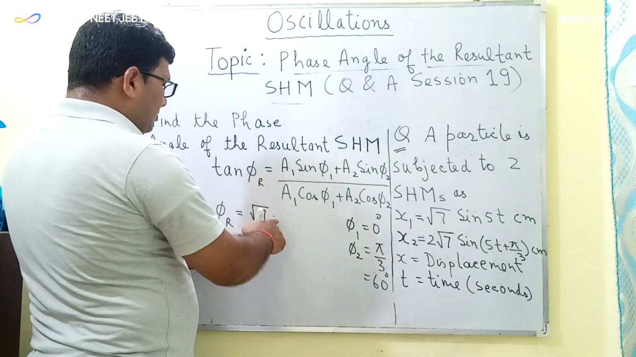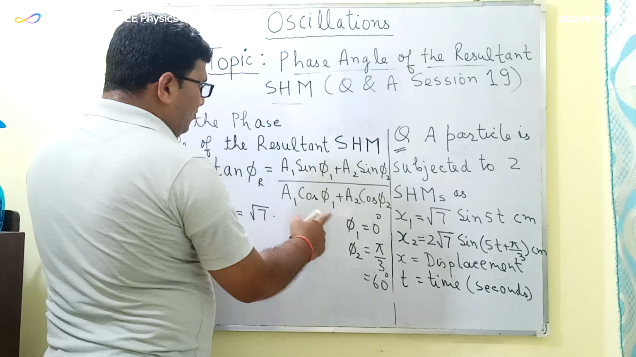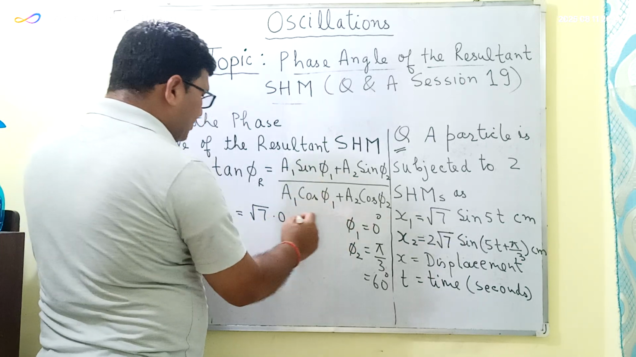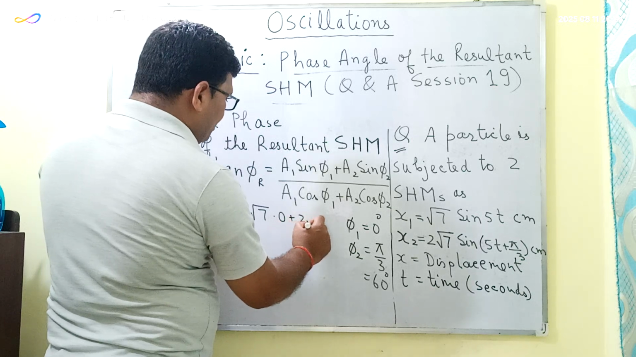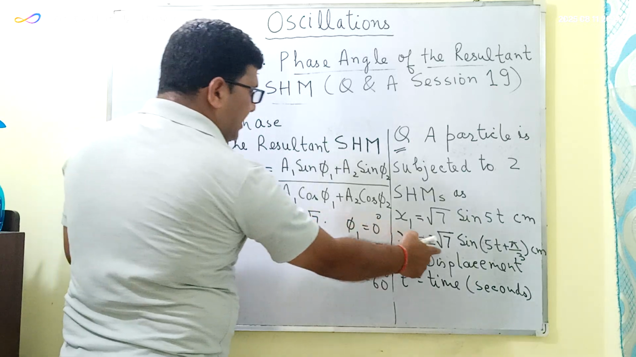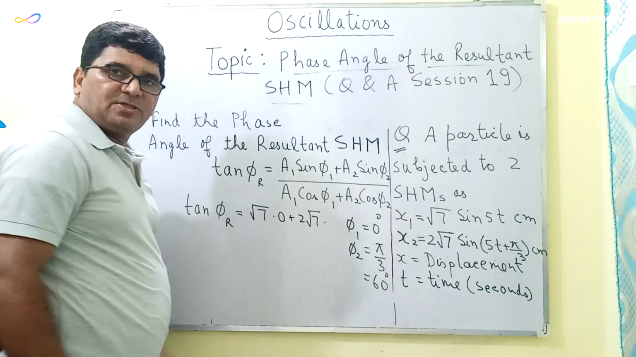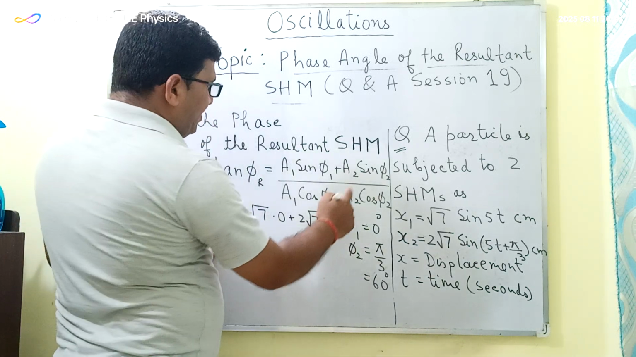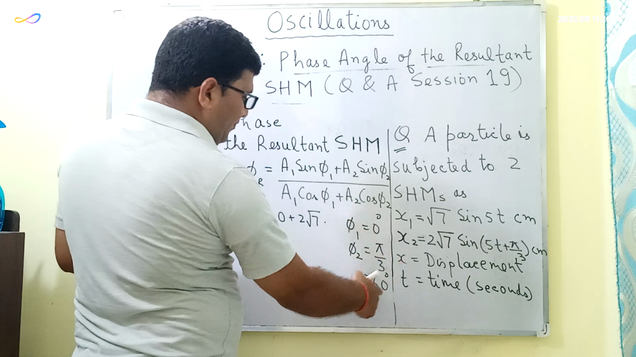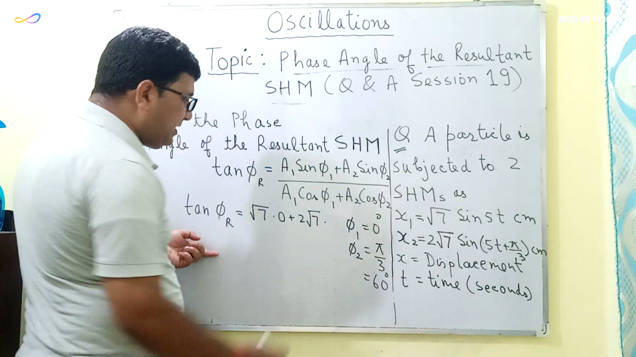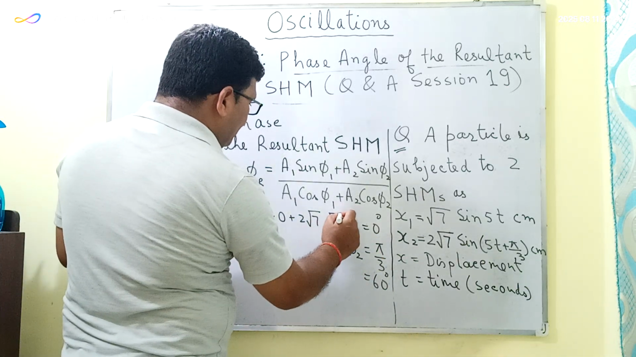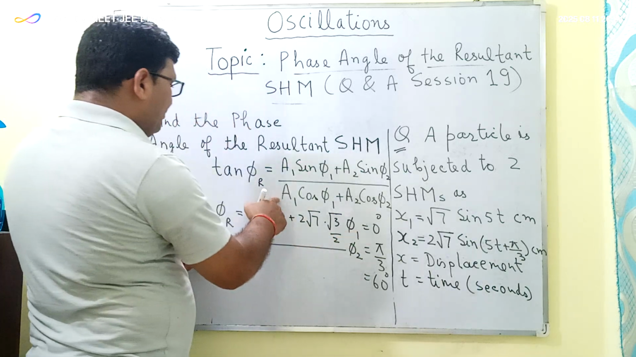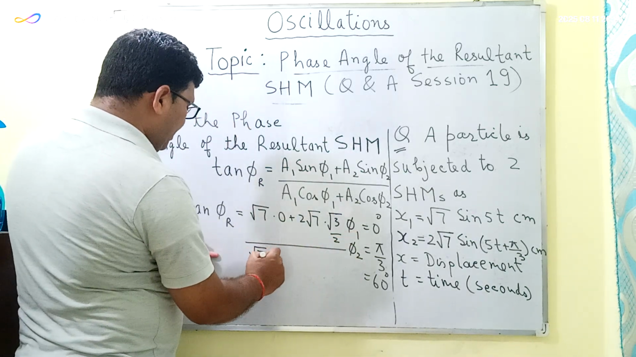So a1 is equal to root 7, sine phi 1 will be equal to sine 0, which is equal to 0, plus a2 is equal to 2 root 7. Here a2 is the amplitude of the second simple harmonic motion. This is equal to 2 root 7 multiplied by sine phi 2. Now sine phi 2 will be equal to sine 60, which is equal to root 3 by 2, divided by a1, root 7.